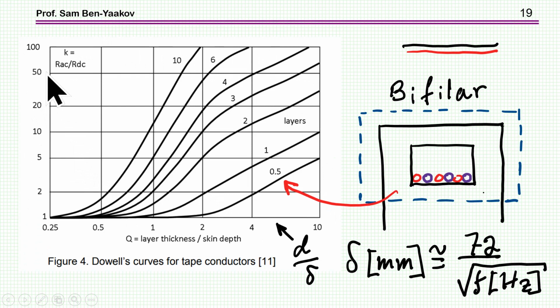Now here is a zoomed view of this same chart. Again, this is the ratio between RAC and RDC. Here are the layers, 1, 2, 3, etc., up to 10. This is the Q factor, D over delta. Here's 0.5. The meaning of 0.5 is a case in which you have bifilar winding. That is, you have primary, secondary, so they are canceling each other to a large extent.